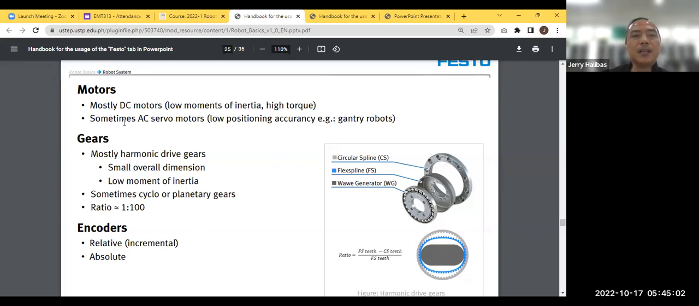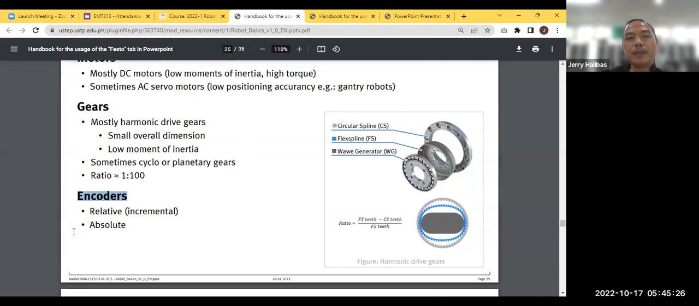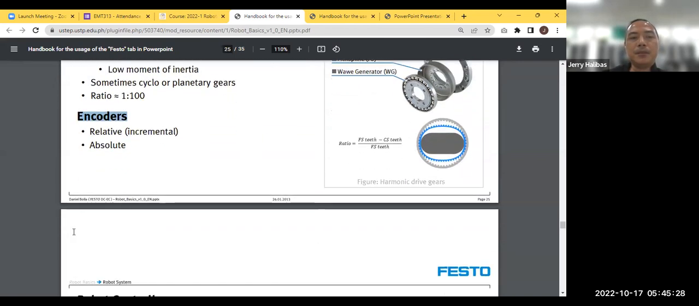Then what else? And it is using AC servo. Of course, it has encoders as a feedback mechanism to the robot controller para kabalo ang robot controller ang saan ay actual position sa imong robot. So, nasa yung mga encoders. Okay? And it could be absolute or relative.